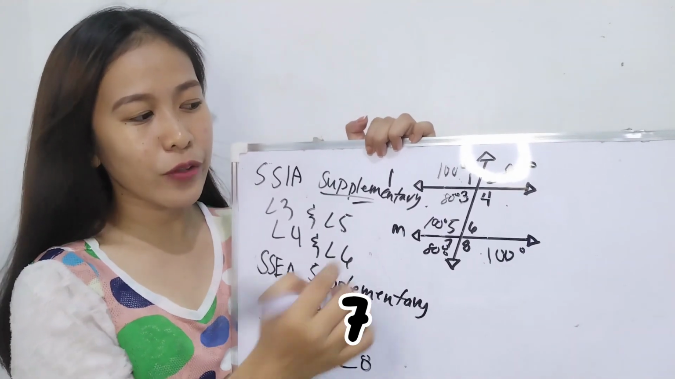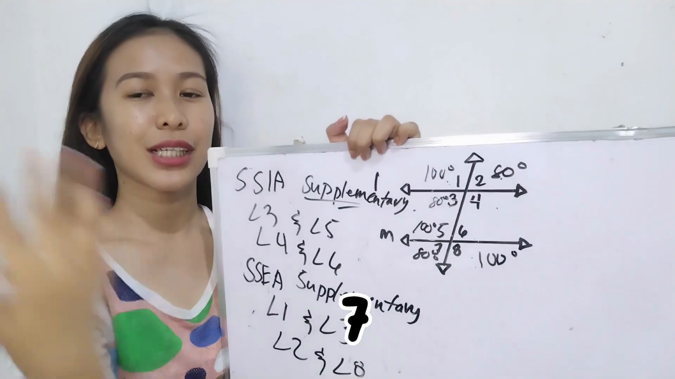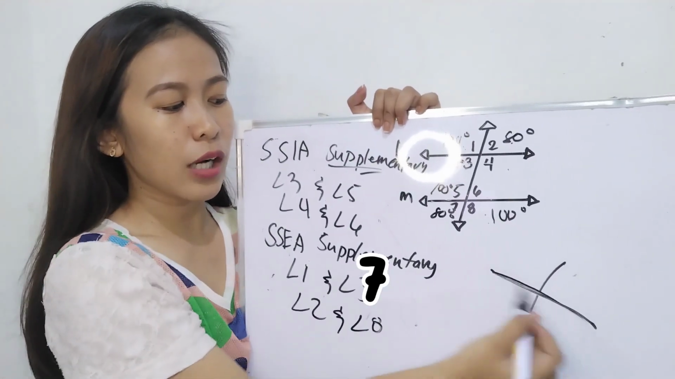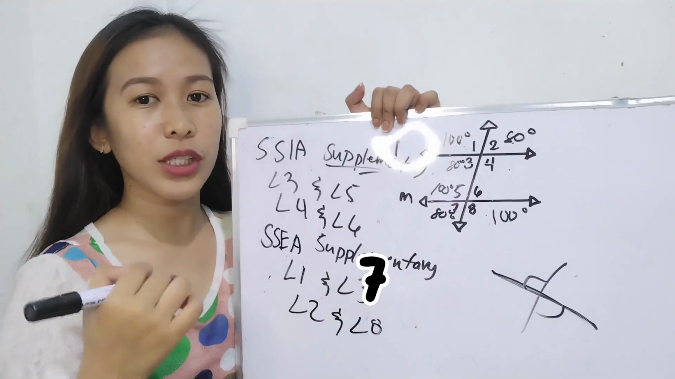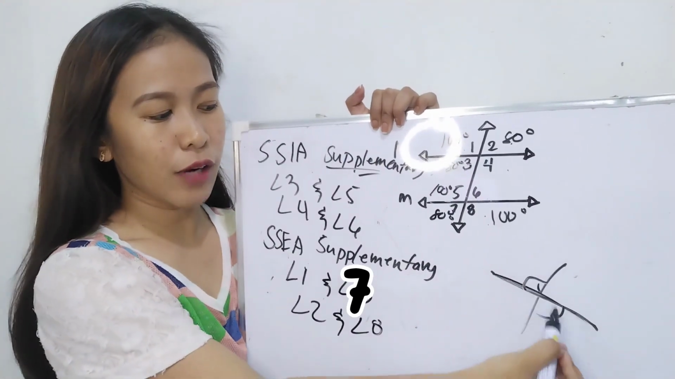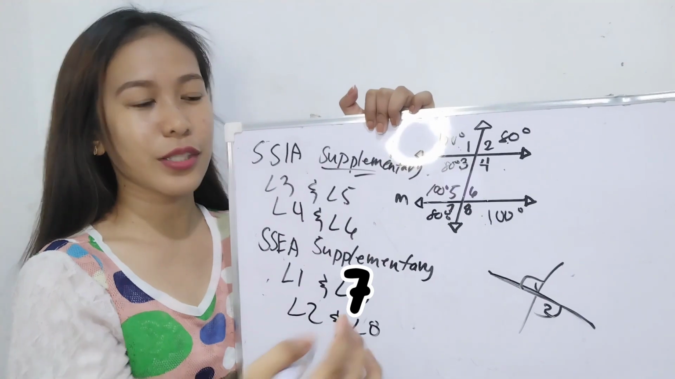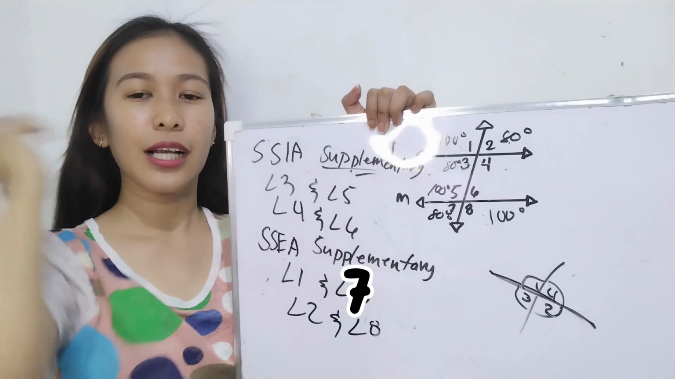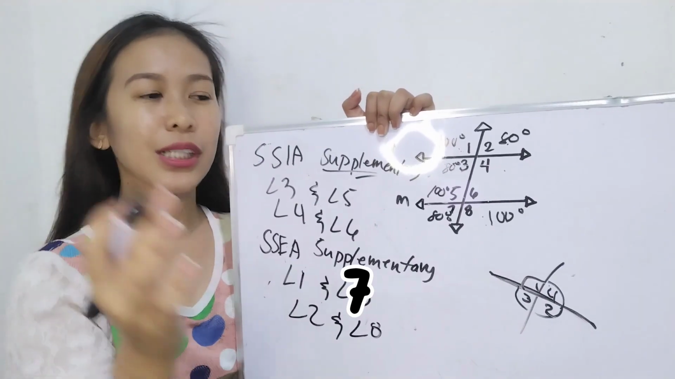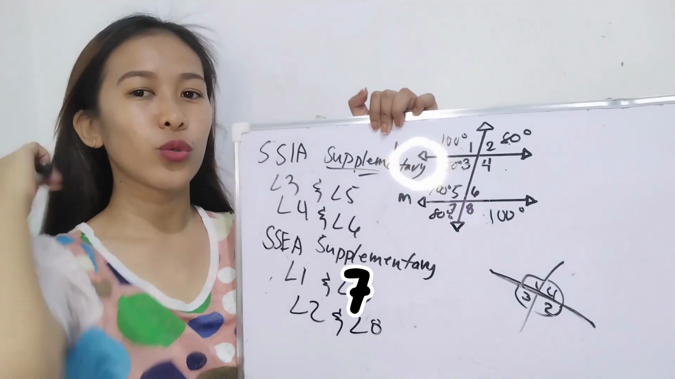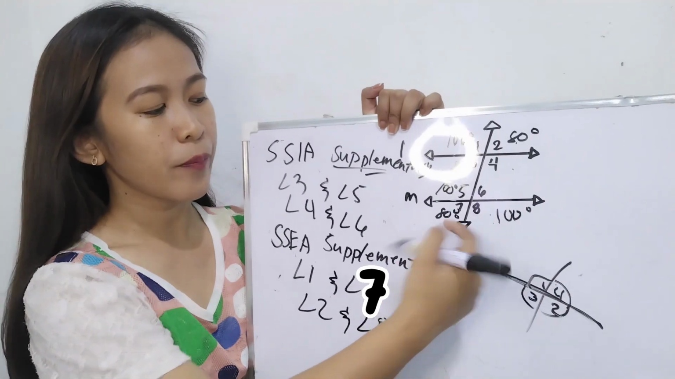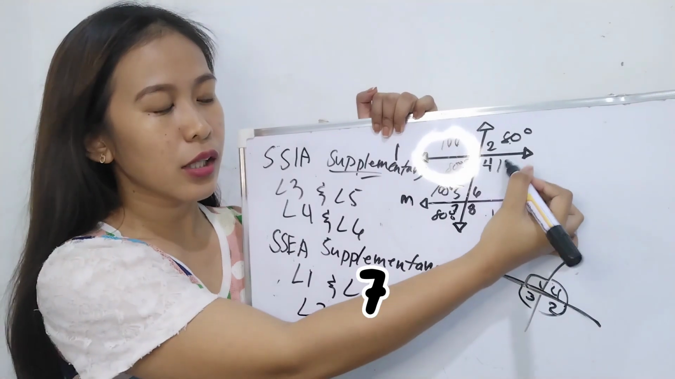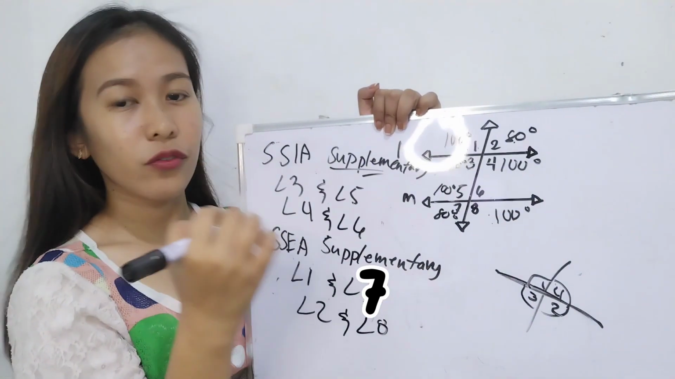And, of course, meron din tayo dito tinatawag na vertical angles. Kapag sinabi natin vertical angles, ito naman yung angles na in an opposite direction. Ayan. Angle 1 and angle 2 are vertical angles. Then, angle 3 and angle 4 are vertical angles. And always remember, vertical angles are always congruent. So, for example, the vertical angle of angle 1 is angle 4.